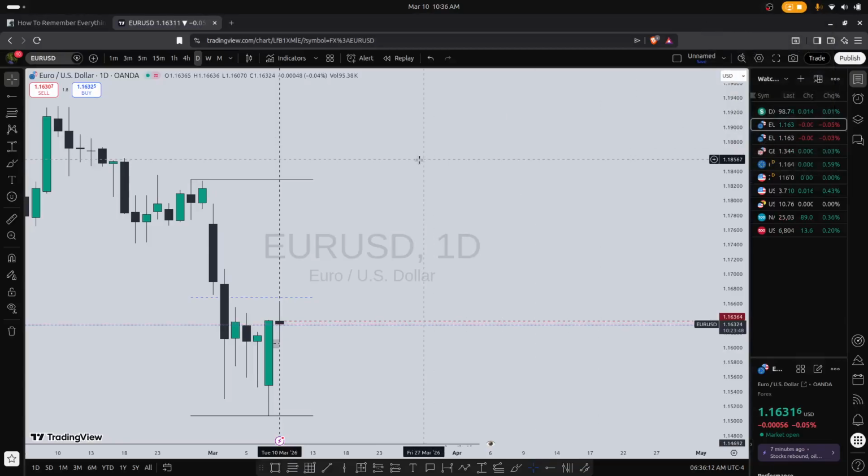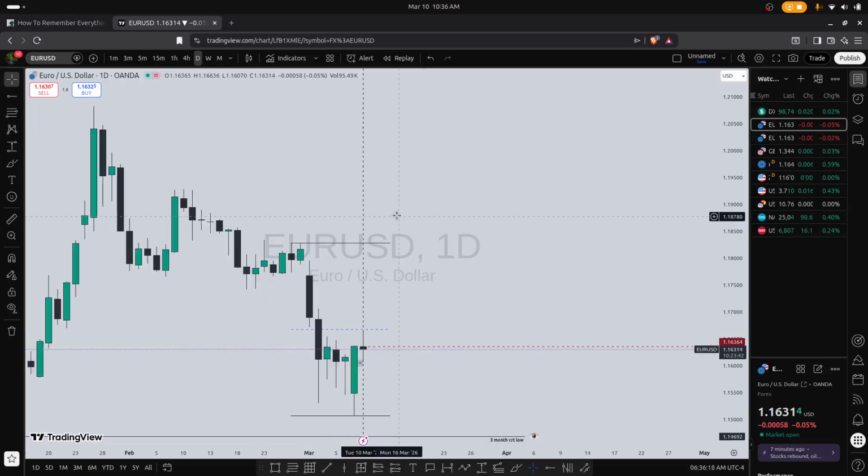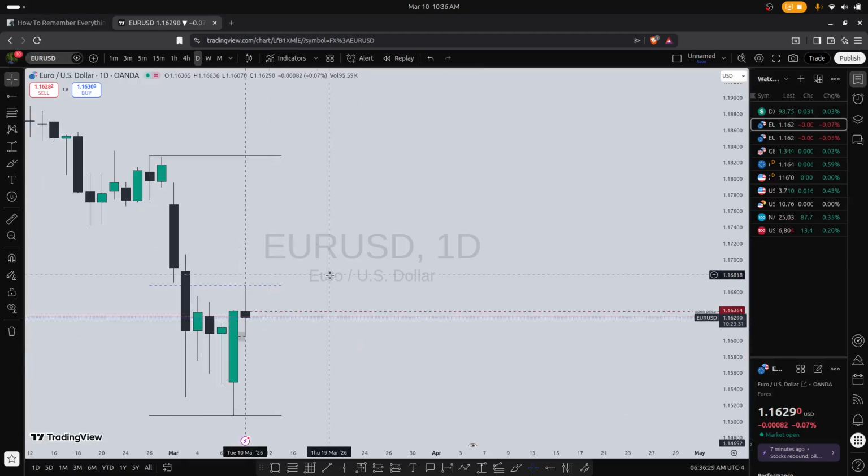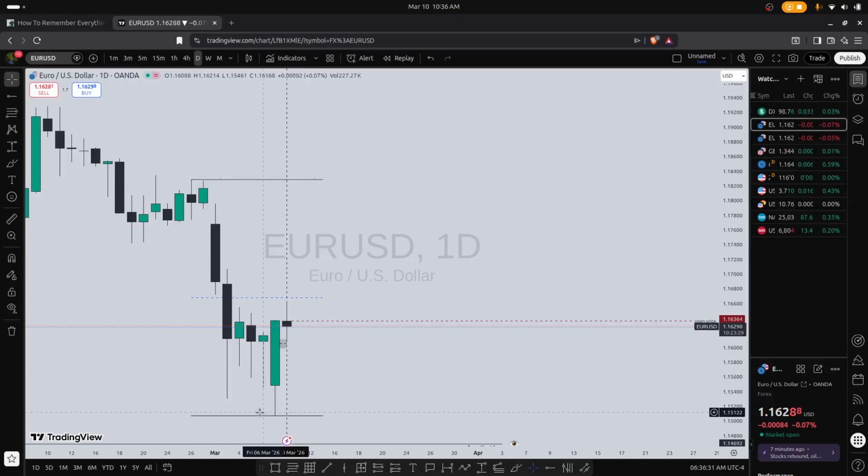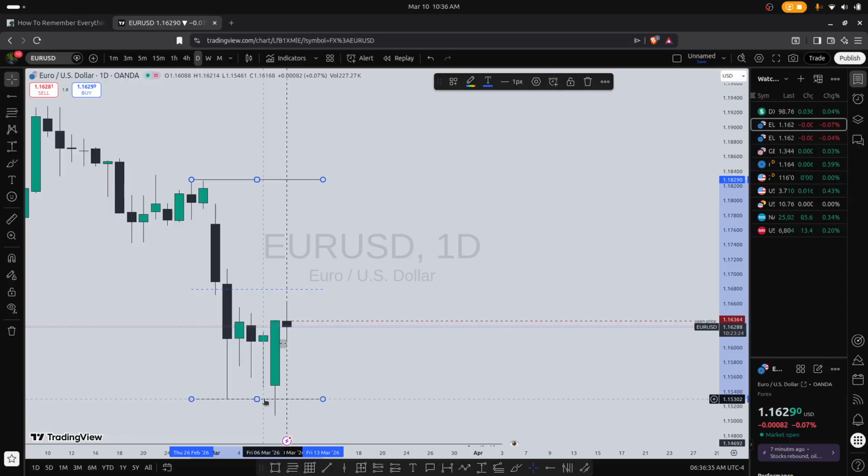Good morning, guys. Let's have a quick review of what is going on and how we can also take advantage of it. In my last video, I told you guys about this 3-month CRT low as my draw on liquidity, and then I had this dealing range. Yes, but then the market created a new lower low, so this becomes the actual new dealing range.